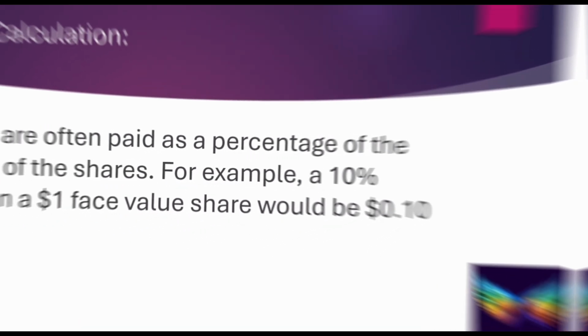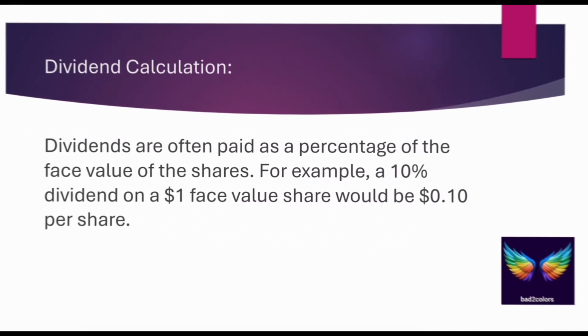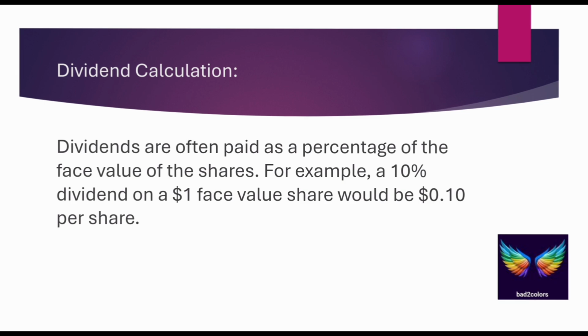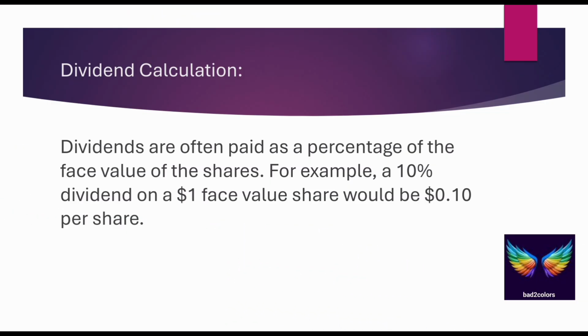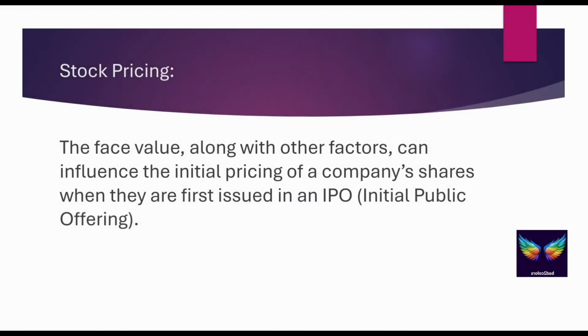Dividend calculation. Dividends are often paid as a percentage of the face value of the shares. For example, a 10% dividend on a $1 face value share would be $0.10 per share. Stock pricing. The face value, along with other factors, can influence the initial pricing of a company's shares when they are first issued in an IPO.